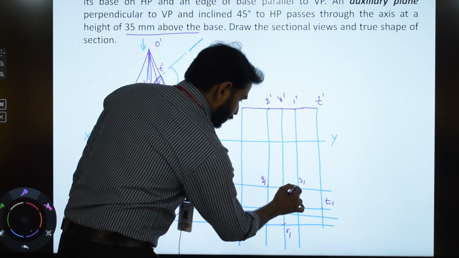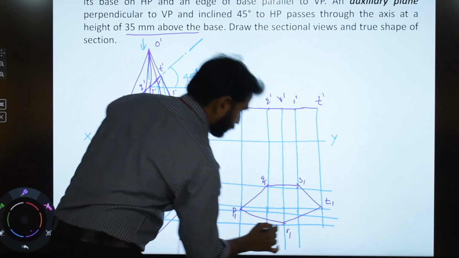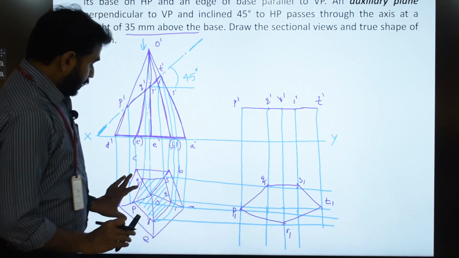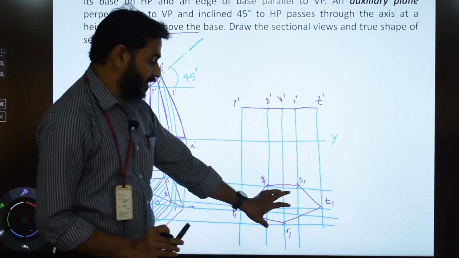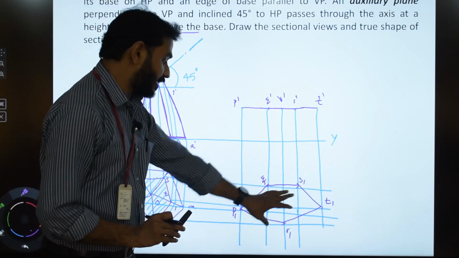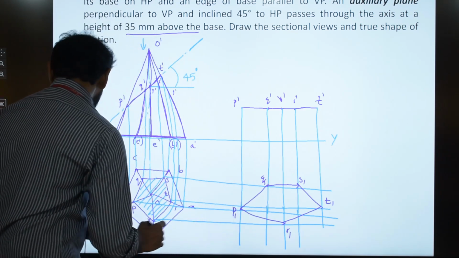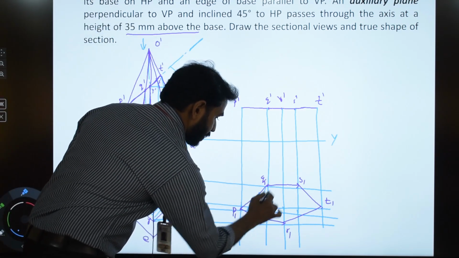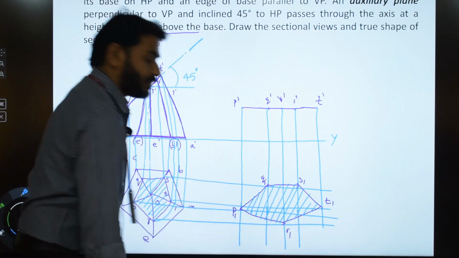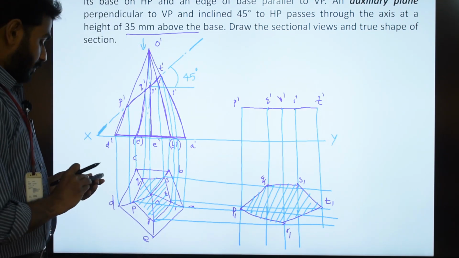Now simply join these cut points. So this is the true shape of the section. Here you can see that the sectional top view and the true shape of the section both will have approximately similar shape, but the true shape will be slightly larger than the sectional top view. And here also you need to draw the hatching lines in order to represent that this is the true shape of the sectioned surface. So this is the solution to this problem. Now we will see one more problem.